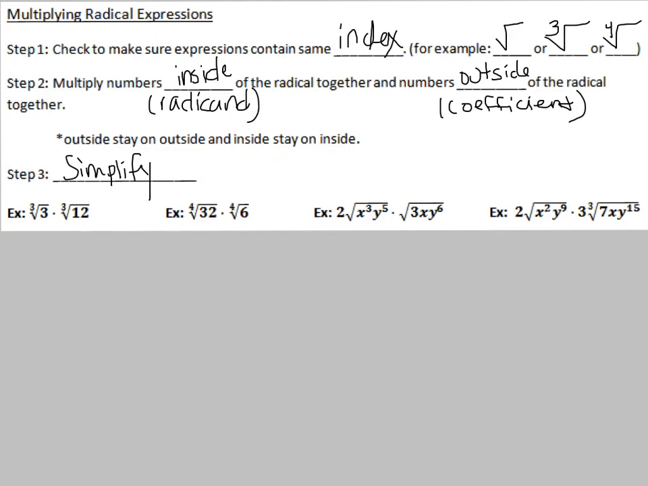Alright, so in the first example, I see that they have the same index, they're both cube roots. There are no numbers outside, so the numbers inside I'm going to multiply, and I will get the cube root of 3 times 12, which is 36.